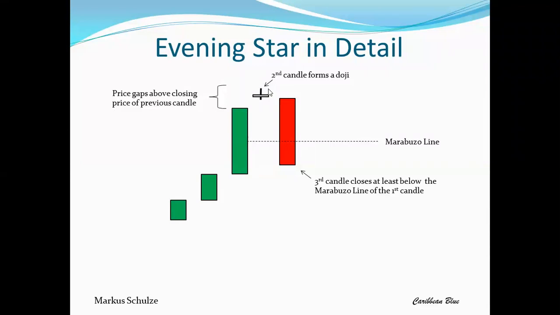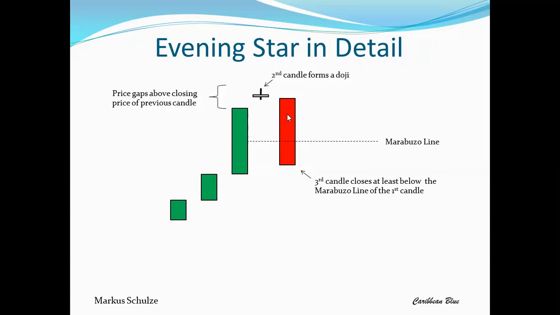So again, the second candle has to gap above the closing price of the previous candle, at least the closing price, ideally even the high. So if this one had a wick, ideally it would gap even above that, and the second session would finish in a doji, showing us indecision.